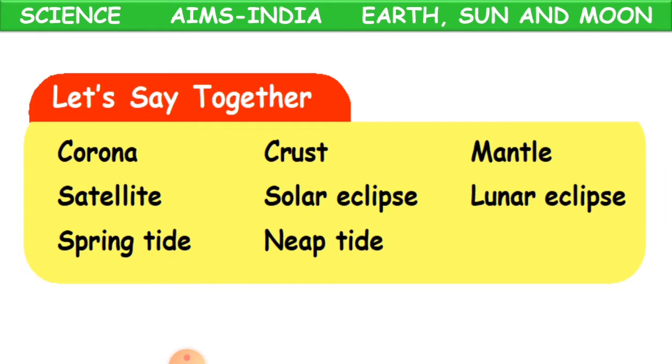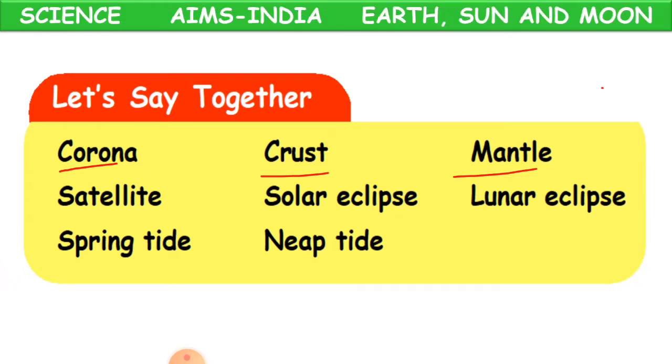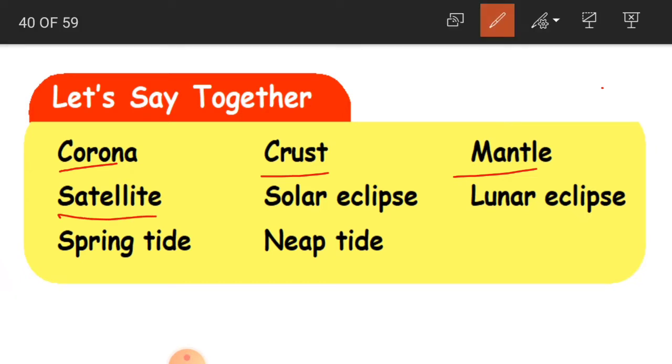Now, here are some words, children, which you have to practice and remember. Like what are they? They are corona. Okay. So corona is the outer layer of the sun. Crust. What is this? Crust is again the first layer of the earth. So mantle, it is the second layer of the earth. Satellite means a celestial body which revolves around any planet. Okay, for example our moon, it is a natural satellite.